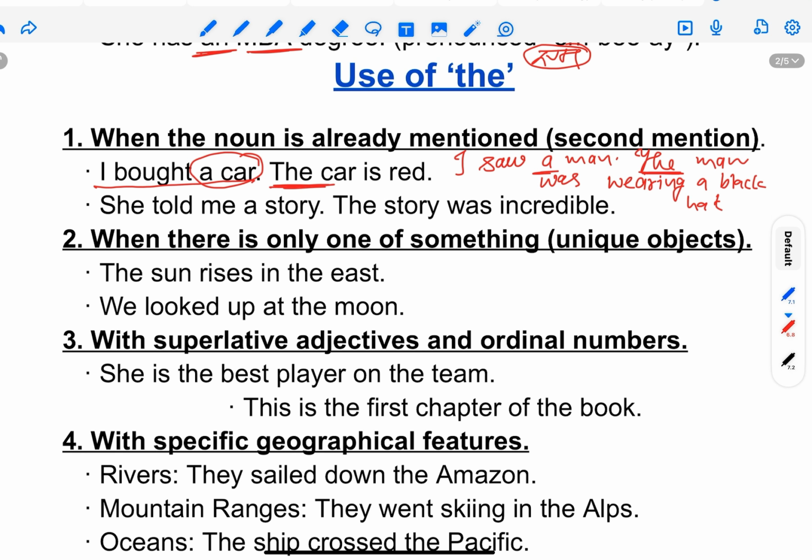There are various other rules related to the use of the definite article the. When we are referring to only one of something, like unique objects in this universe, such as all planets: the sun, the moon, the earth, the Mars, the Jupiter. All these are unique, meaning there is only one. The sun rises in the east. We looked up at the moon. The moon is also one. So whatever is unique takes article the.